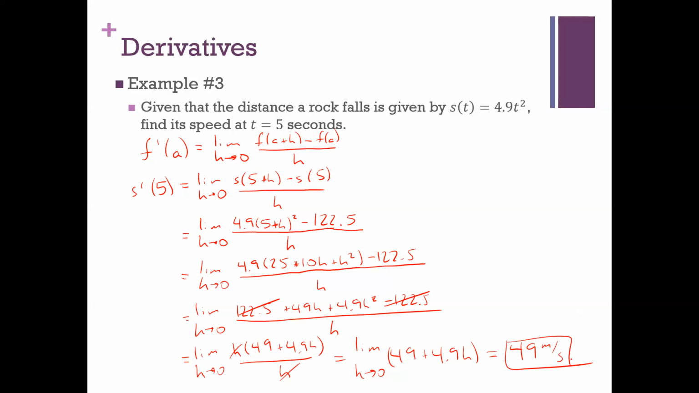And if memory serves, the very first time we did this, we took that average speed over that big interval of the first 5 seconds. I think it was about half that, like 24 meters per second. So clearly this is a much higher speed.